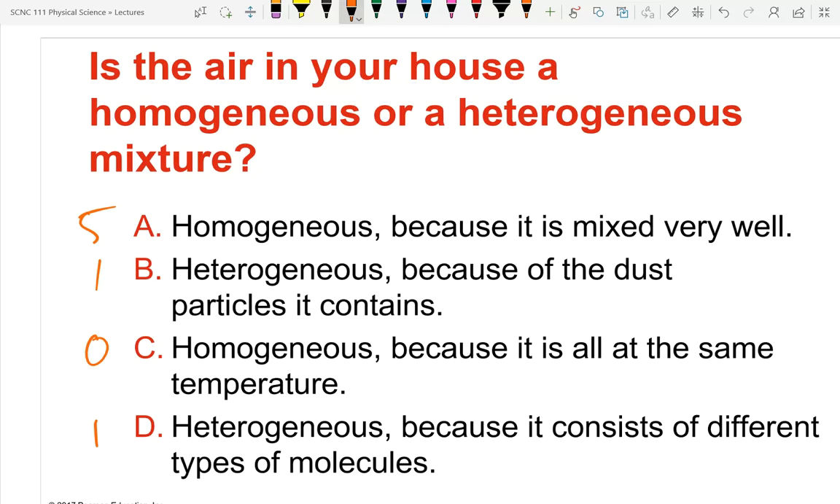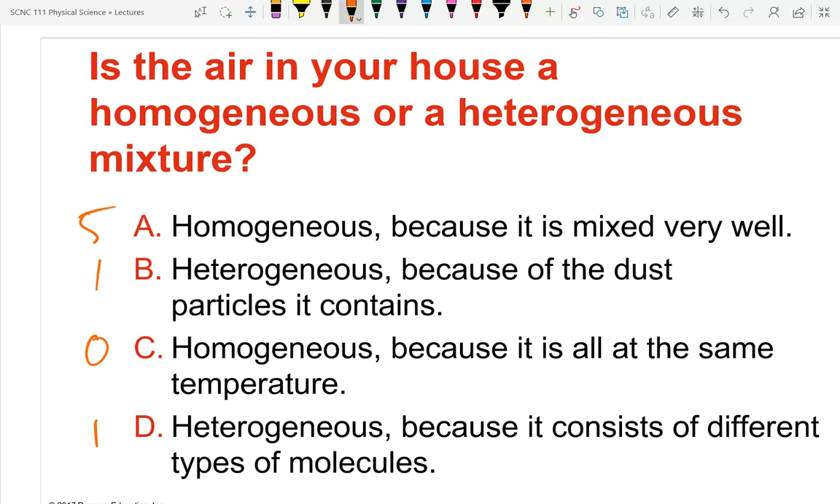There's the answers we had. 5 people said it's homogeneous because it is mixed very well. 1 said it's heterogeneous because of the dust particles it contains. Nobody said homogeneous because it's all the same temperature. Very glad no one said that. And one person said heterogeneous because it consists of different types of molecules.